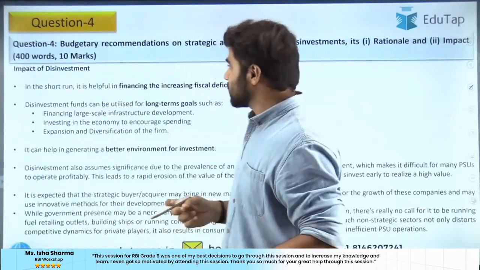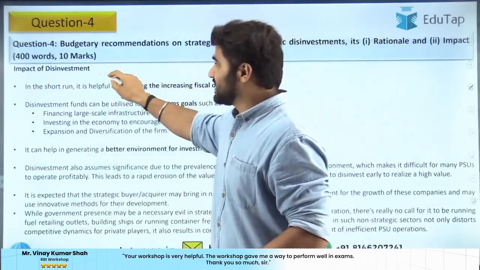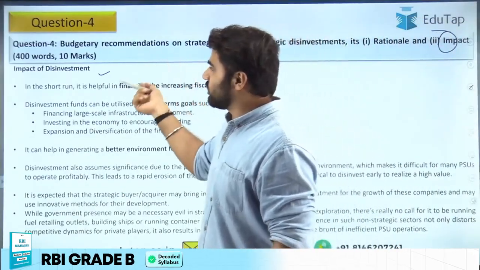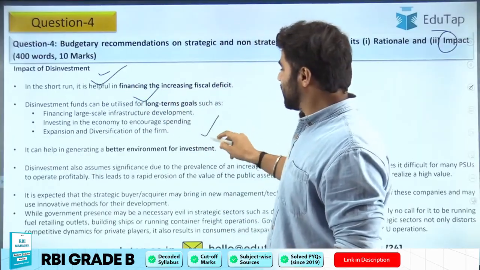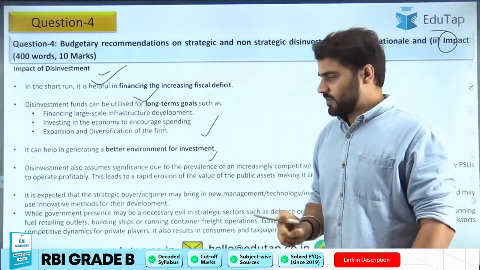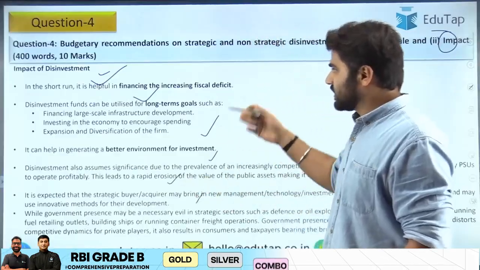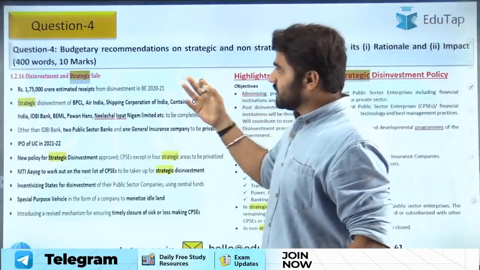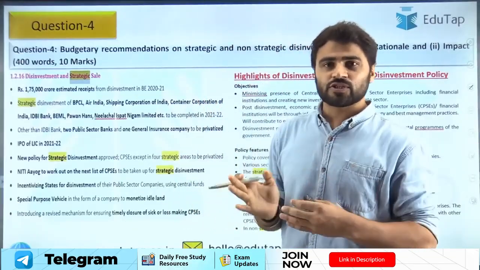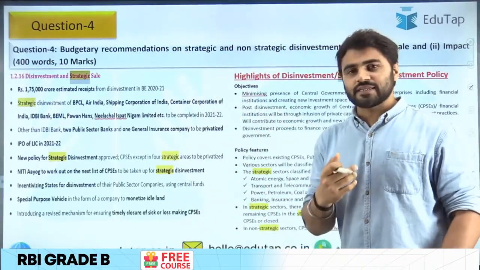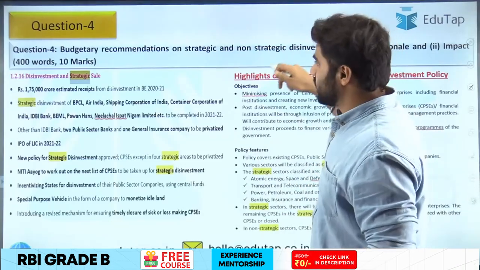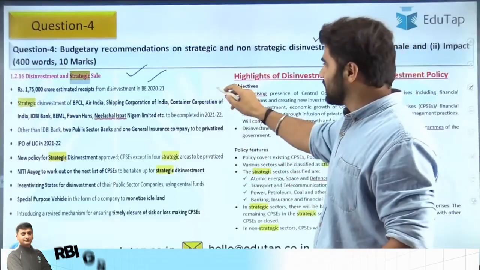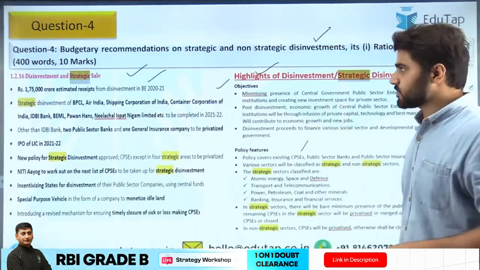Now the last component is related to the impact of disinvestment. This is what the second component of the question is asking, right? That is the impact of disinvestment. So here you can also mention various impacts related to disinvestment, right guys? So here you can see the impact of disinvestment. So guys, this was about how you can easily attempt the question related to budgetary recommendation on strategic and non-strategic disinvestment, right? Now if we talk about the snippet, we have very well covered this also in our EduTap material. So this is a snippet from our notes, you can see here.